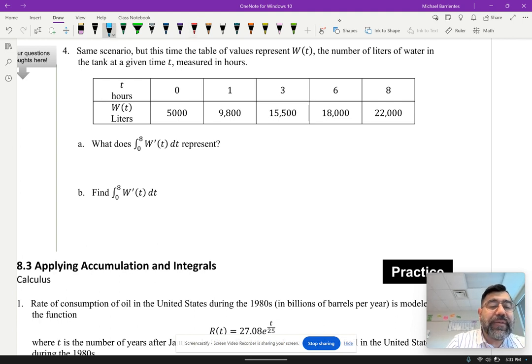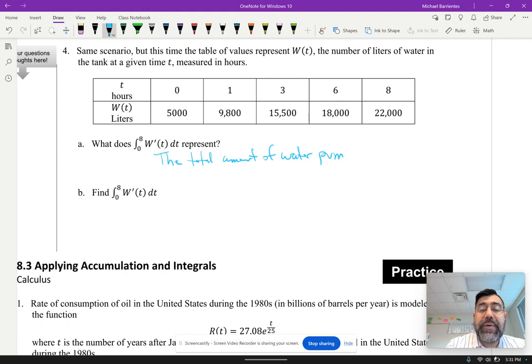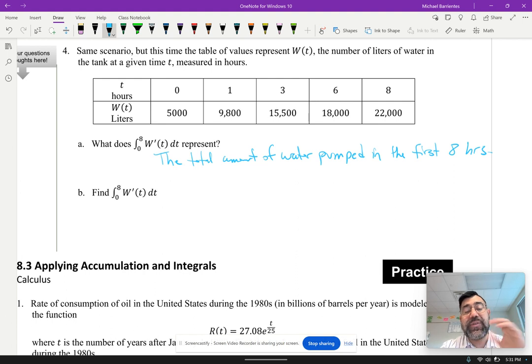It's going to represent the same thing, right? This is the total amount of water pumped in the first 8 hours. So what we get when we figure this out is going to be the total amount of water that was pumped in the first 8 hours. Not the total amount that's in the tank, but the total amount that was pumped in, because we're taking the integral of a rate of change.